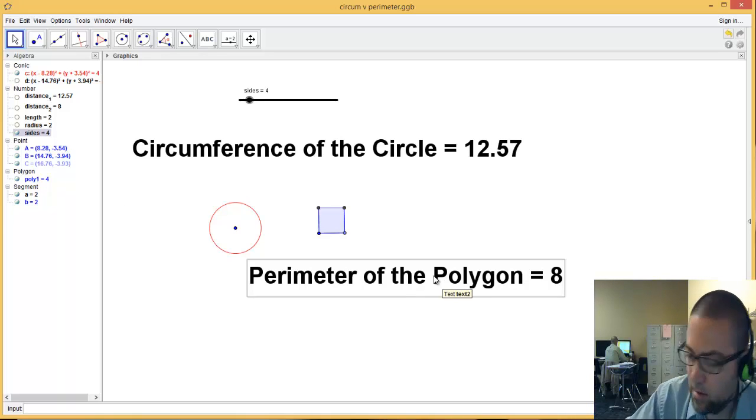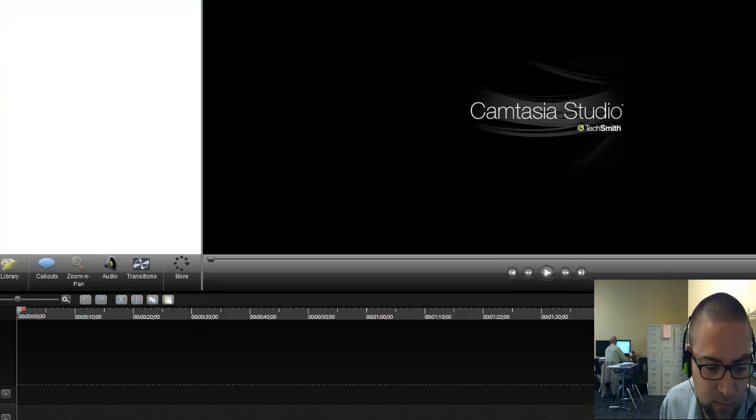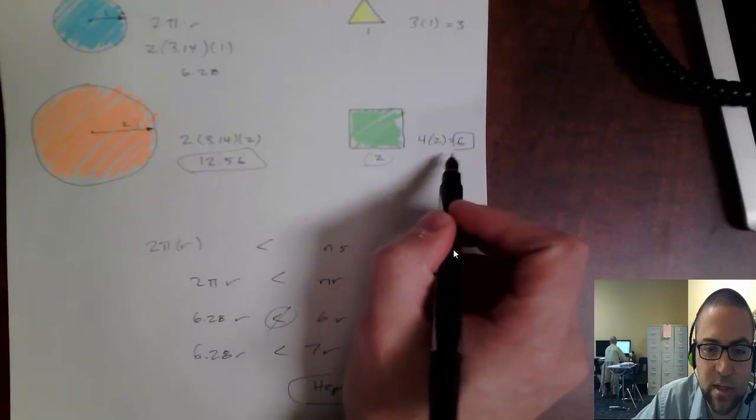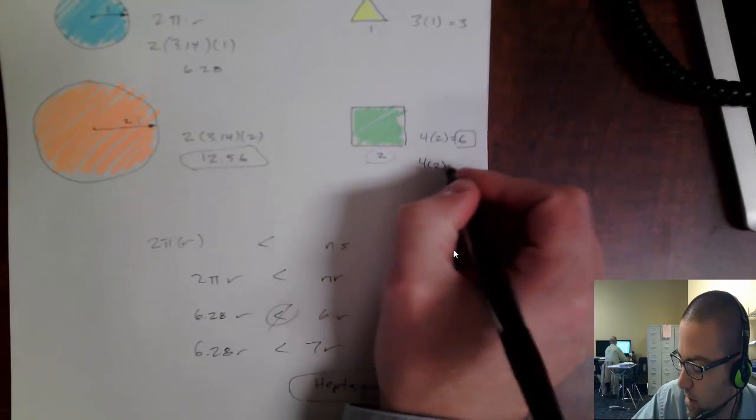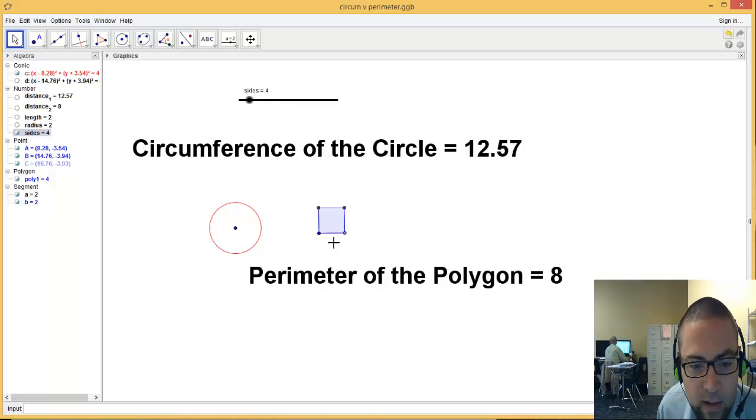Oh wait, I just realized that I made a mistake back here. I said 4 times 2 is 6. 4 times 2 is 8. Look at how bad I am at arithmetic. Okay, back. 4 sides times the side length of 2 makes 8.